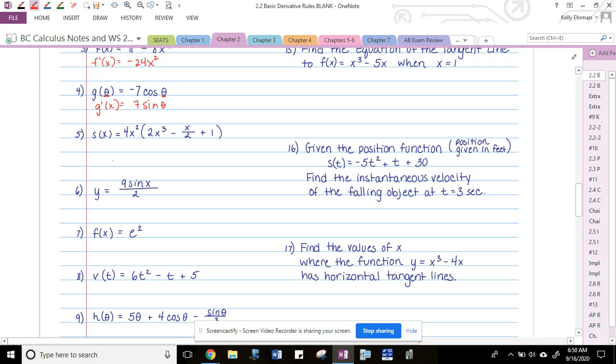For number 5, s of x is 4x squared times all of this. Now, we haven't talked about the product rule yet, but even if you know the product rule from last year, it would be ridiculous to do the product rule when you can easily distribute this through. Then you won't have all this simplification to do. So take a moment to simplify s of x first. It's 8x to the 5th minus 2x to the 3rd plus 4x squared. And then take the derivative of those 3 terms. So s prime of x is equal to 40x to the 4th minus 6x squared plus 8x.